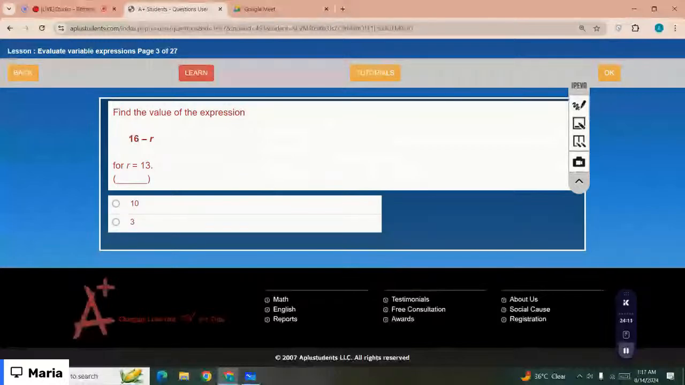Find the value of the expression. That is 16 minus r, for r equals 13. So replace the r with the value. Yes, you need to replace the r with a value. So 16 minus 13 equals 3. The correct option is 3. Option number 2 is the correct option. Very good.